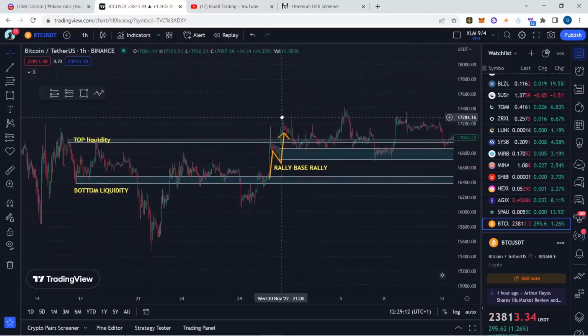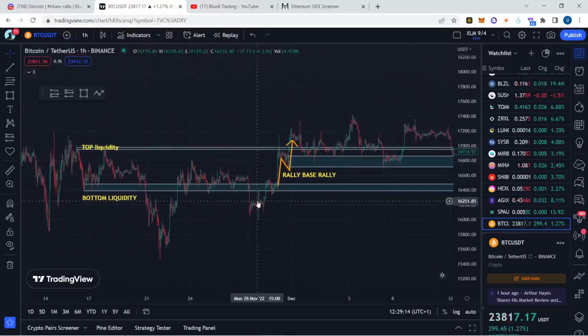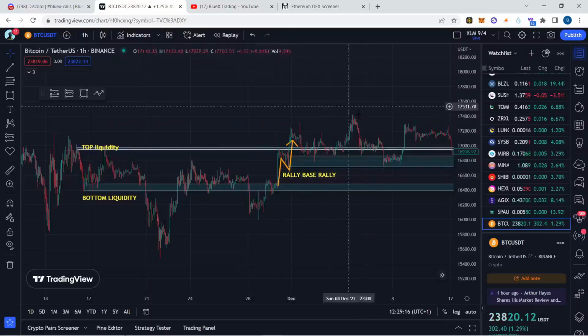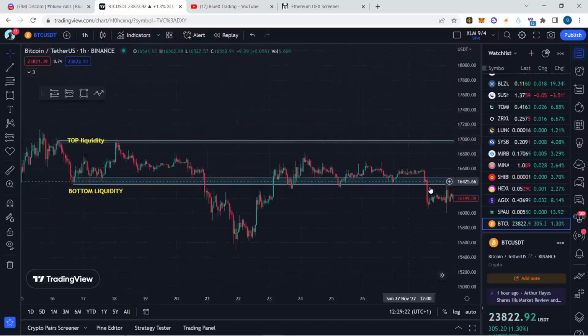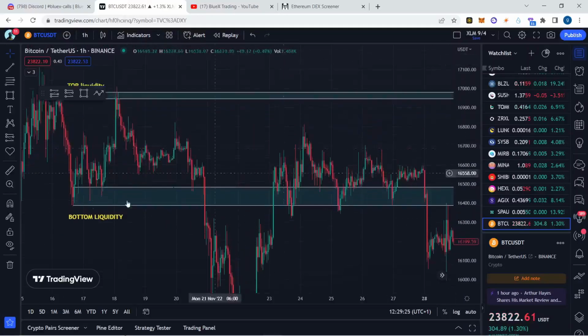In this video we'll be talking about how I draw those liquidity zones, how I trade them, how I use them, and what those liquidity zones are. So let's start by explaining what liquidity zones are.